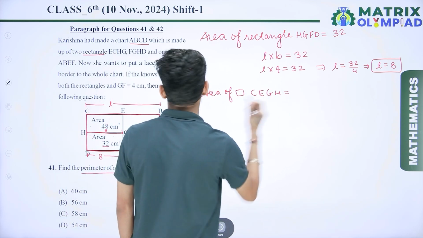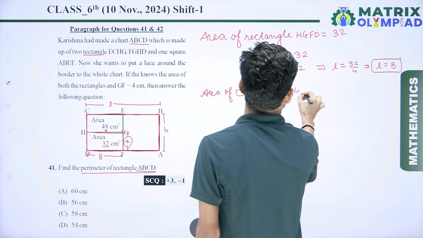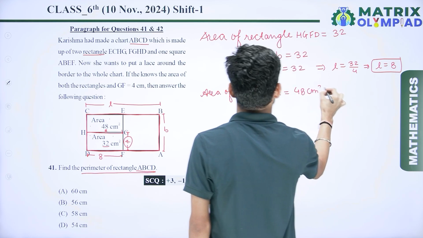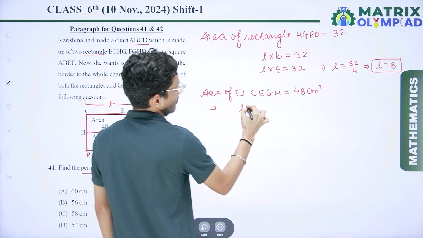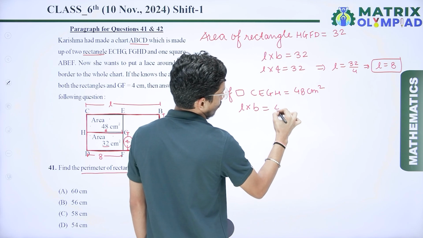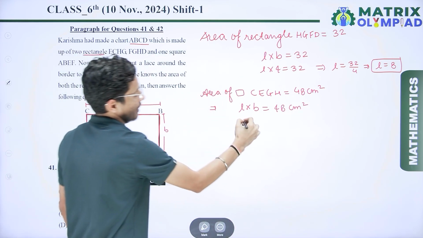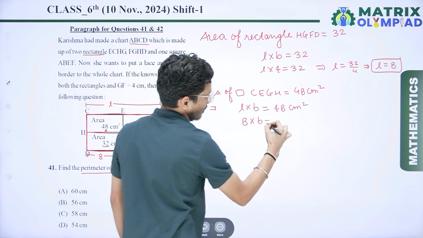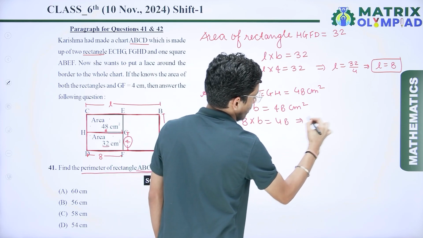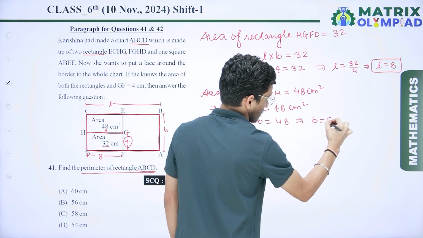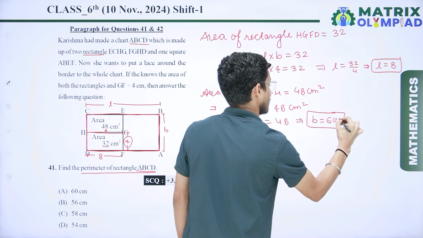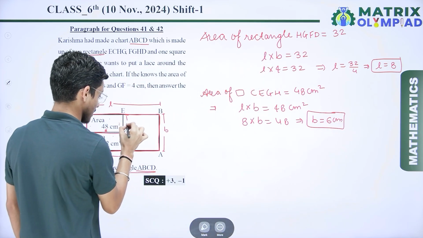The area is given as 48 centimeter square, and we know the area of a rectangle, that is length multiplied by breadth, is equal to 48 centimeter square. We know the length is given as 8. So 8 multiplied by breadth is equal to 48, and from here the breadth is 6 centimeter. So this one is again 6.